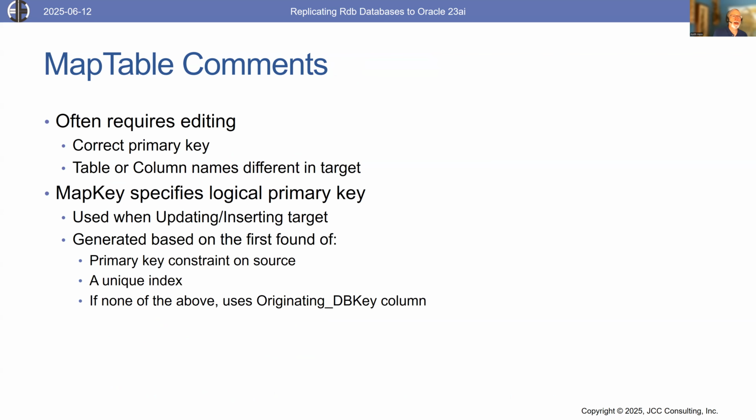So the map table file often requires editing to correct the primary key, or if the table or column names are different in the target database. The map key is the logical primary key that's used when updating or inserting into the target, and it's generated based on a primary key constraint on the source or unique index on the source table. And if neither of those, it uses the originating DB key column.